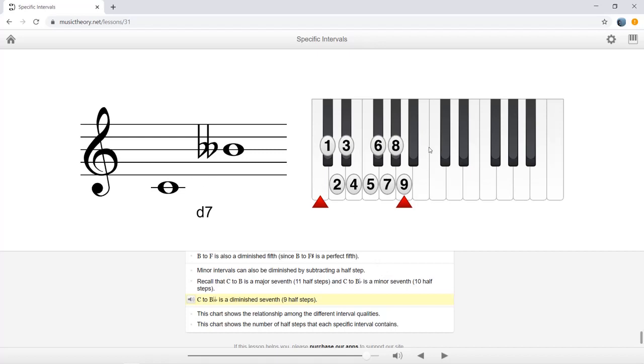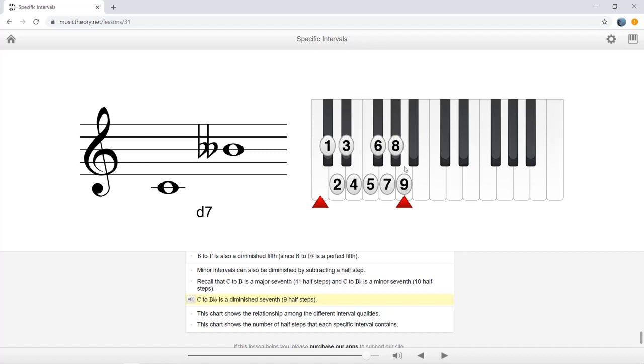Right? If I go one less than that, if I call it a B double flat, then it becomes diminished. It's less than a minor. So C to B natural would be a major seventh. If we went C to B flat, it would be a minor seventh. C to B double flat would be a diminished seventh.